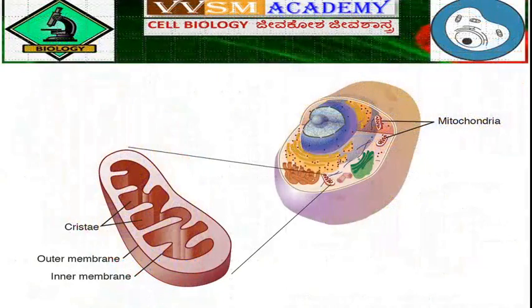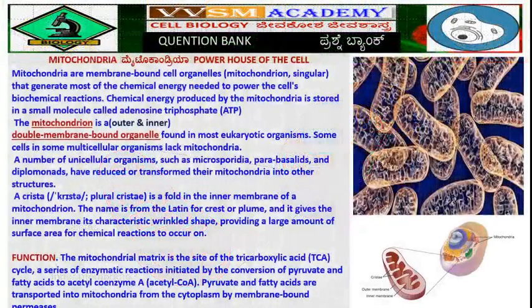Mitochondria is having a specific structure: outer membrane, inner membrane, cristae. Mitochondria are membrane-bounded cell organelles, mitochondrion singular, mitochondria plural, that generate most of the chemical energy needed to power the cell's biochemical reactions. Chemical energy produced by the mitochondria is stored in a small molecule called adenosine triphosphate, that is ATP.